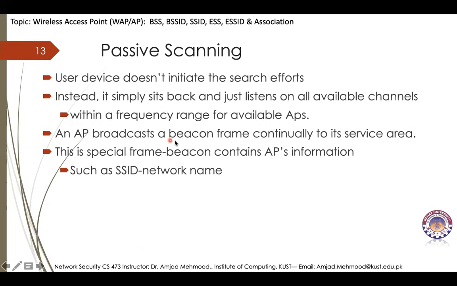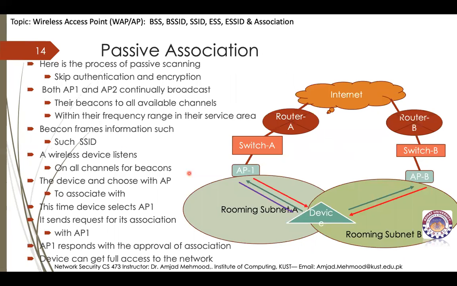An access point broadcasts a beacon frame continually to its service area. This special beacon frame contains AP, or access point, information such as the SSID, the network name. Here you can see an example of how passive association is done. So here is the process of passive scanning. Skip authentication and encryption, like we skipped in active association.